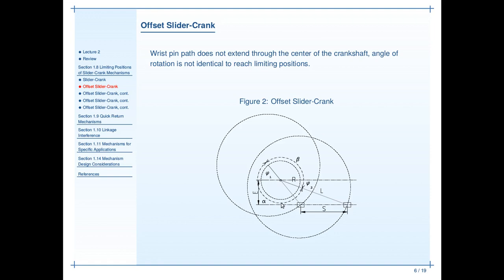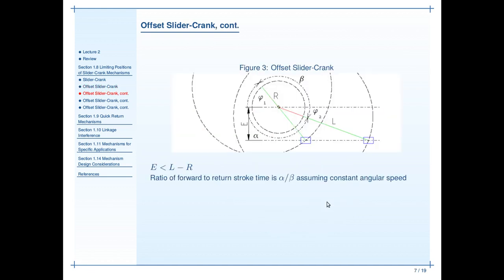Another thing that we want to look at is the parameter E. E gives us the offset between the center of rotation and the path of the piston. For this kind of mechanism to work, it's necessary that E is significantly smaller than the length of the conrod minus the length of the crank.